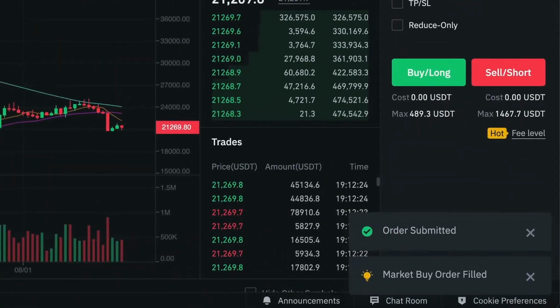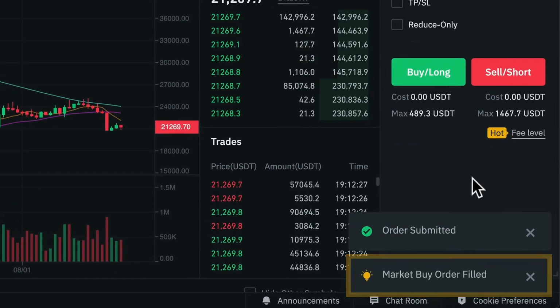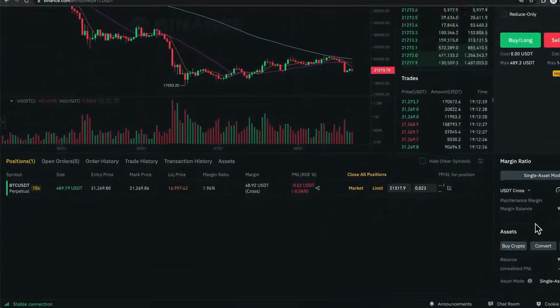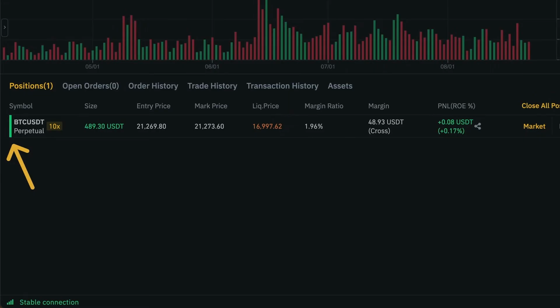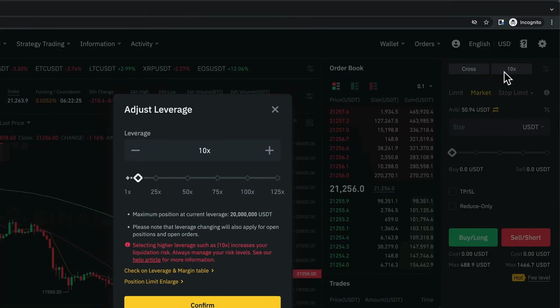Because this was a market order, it was filled immediately and we can now see it in our open positions down here. This position has a green bar, which means that it is a long position. Here we also have the applied leverage, which we can adjust at any time by coming back up here and changing the leverage.